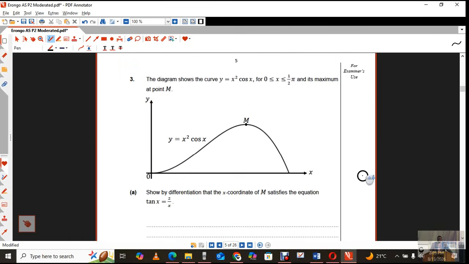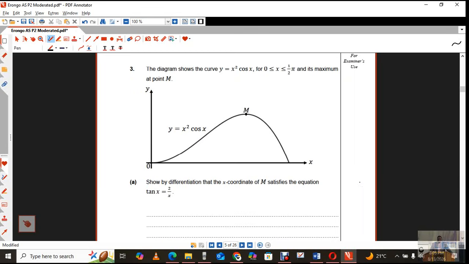Question 3, just want to minimize it a bit for myself here. The diagram shows the curve of y equals x squared multiplied by the cosine of x, and x is an angle that is between 0 and a half pi radians. Okay, so I need to put the half pi radians over here because that is what they are saying. So this is a half pi radians, which is like 90 degrees. So if you do have the paper, then also indicate that.